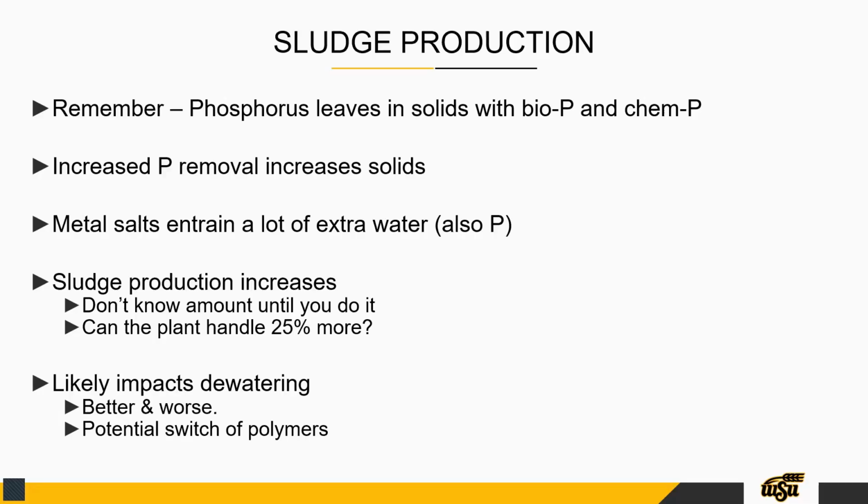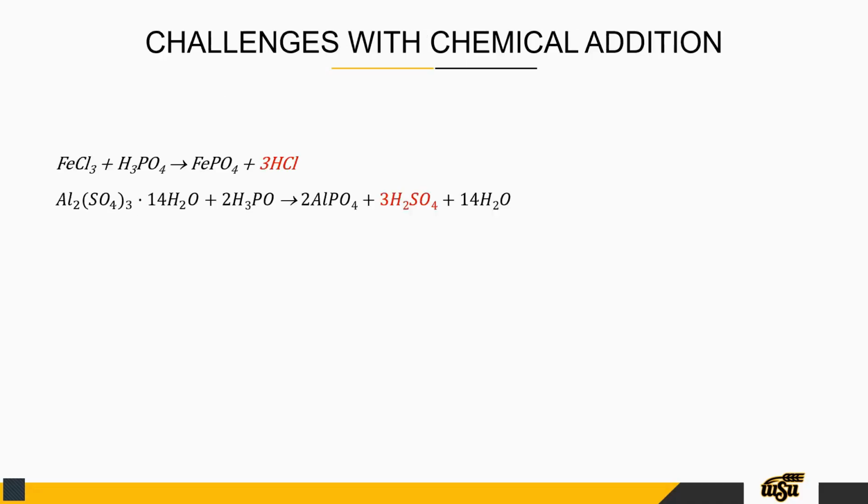There are going to also likely be impacts on your dewatering operations. We're changing the chemistry of the water and the sludge here. You may see that you need to switch polymers. You may see more polymer demand, less polymer demand, but just be prepared that your belt filter press operation, your centrifuge operation may be impacted, and you'll have to make adjustments to it.